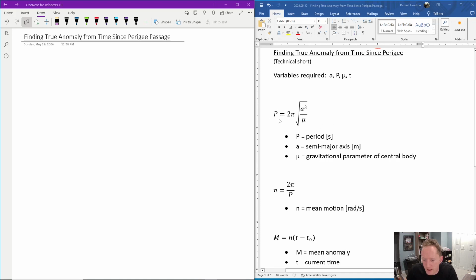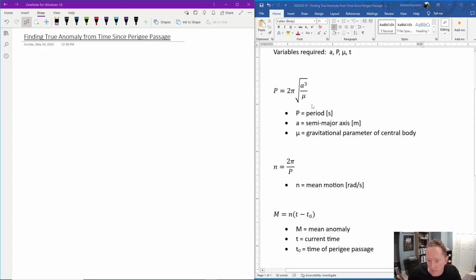You can see the first one, the period is equal to 2 pi times the square root of your semimajor axis cubed divided by your gravitational parameter. That gives you the period. That's a pretty common equation. You see that quite often in orbital mechanics. It's a pretty basic one. It's derived from Kepler's laws. Ideally, I'd be able to derive that, but this is a short video, so I'm not going to do that right now. I'll make another video to do that in the future.